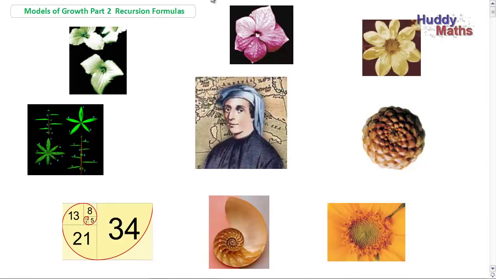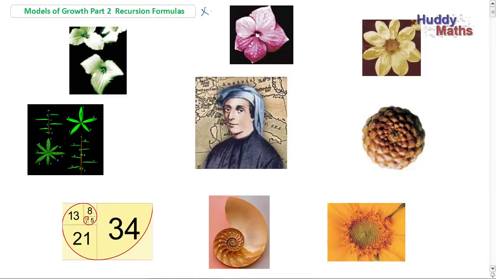Wow, this is an interesting screen. Lots of colour. Getting into a bit of horticulture here, I think. Oh, not completely. Have a look at the title. Models of Growth, Part 2. And this is talking about modelling some things in nature, by the looks of things.